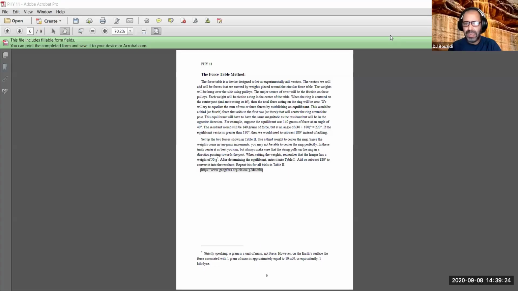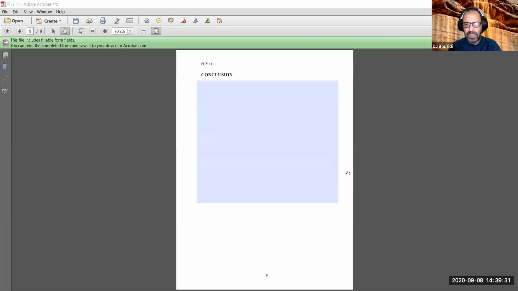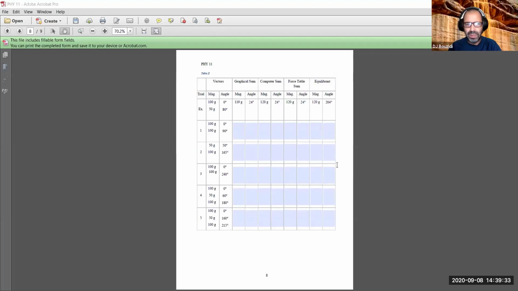Okay. Am I sharing the screen now for the table? Yes, I see it. Okay, so we did two. Remember, let's go back to the table. We did the first one, which is the example. Then we did this one: 50 grams at 50 degrees, 100 grams at 165 degrees. Remember here we put 141, and here we put 45, correct? That's what the calculator gave us.